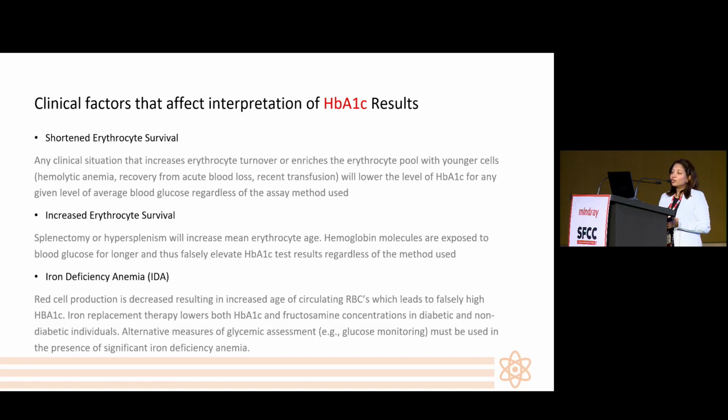Now, next is the increased erythrocyte survival. In conditions like splenectomy or hypersplenism, or any other clinical condition that increases the mean erythrocyte age, the hemoglobin molecules get exposed to blood glucose for a longer time, leading to falsely elevated HbA1c. Next is iron deficiency anemia. Similarly, when red cell production is decreased, it will increase the age of circulating RBCs and will falsely elevate the HbA1c levels.